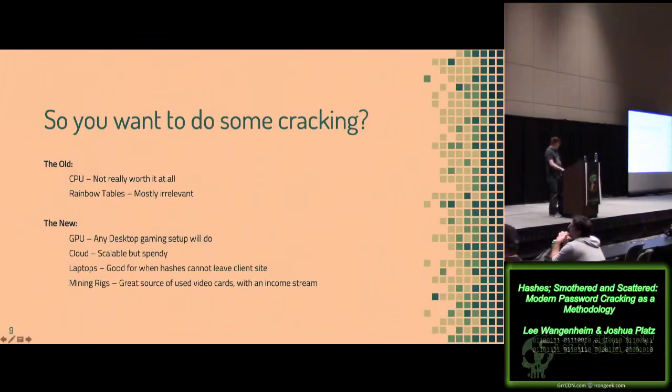Rainbow tables come up a lot in talks. They're kind of dead. The only reason that they're in here is people still like to use them. However, you'll see it's actually faster than looking up stuff on a rainbow table to just brute force it through Hashcat.